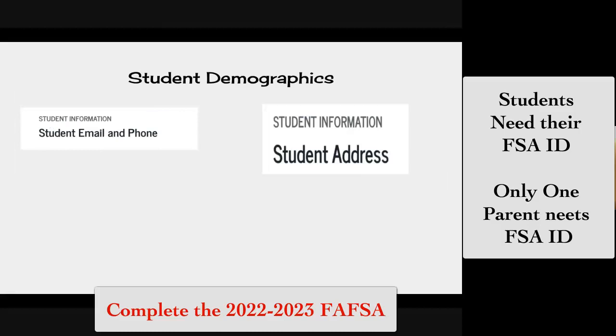And in this area, you're going to be entering your student information, which is going to be your student email and phone number and your address. Please make sure you enter your personal email, not your school email for this part. Once you graduate from high school, your email will be inactive and you won't have access. Please make sure you're entering your student personal email and double check that the phone number you enter is accurate.